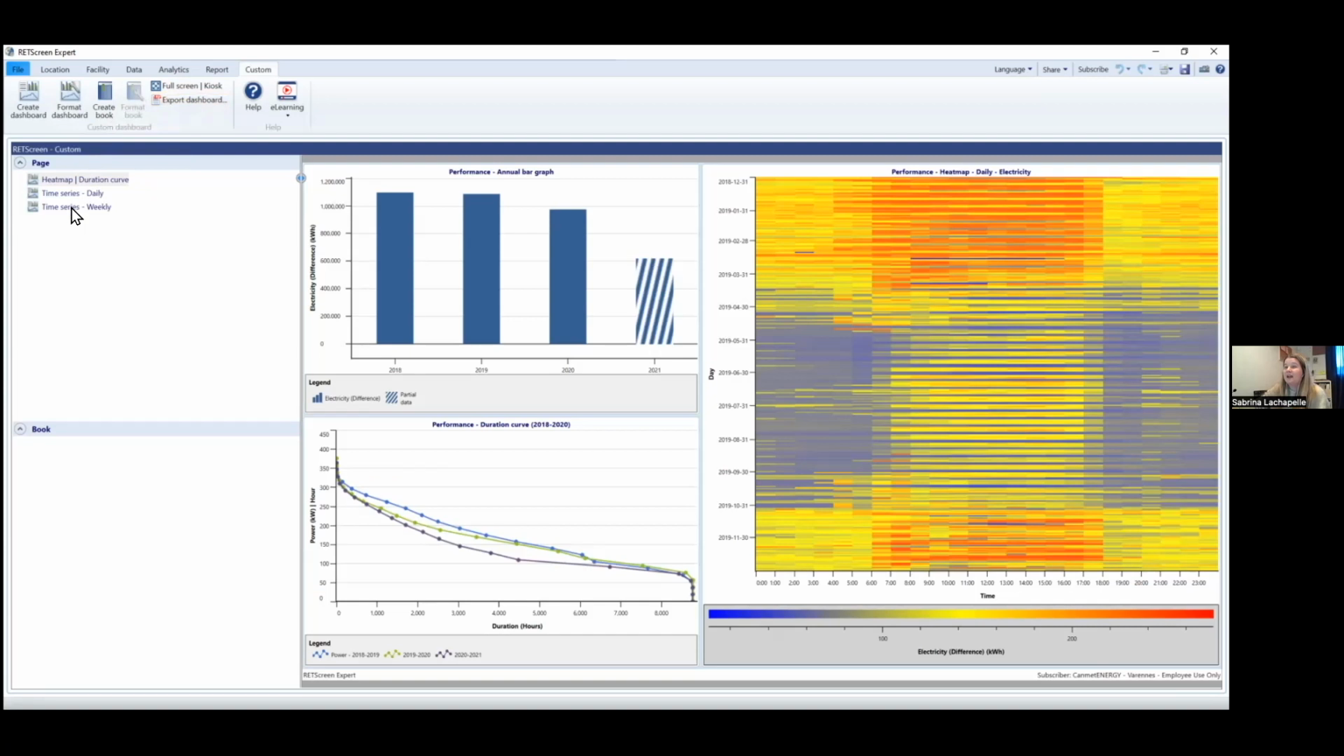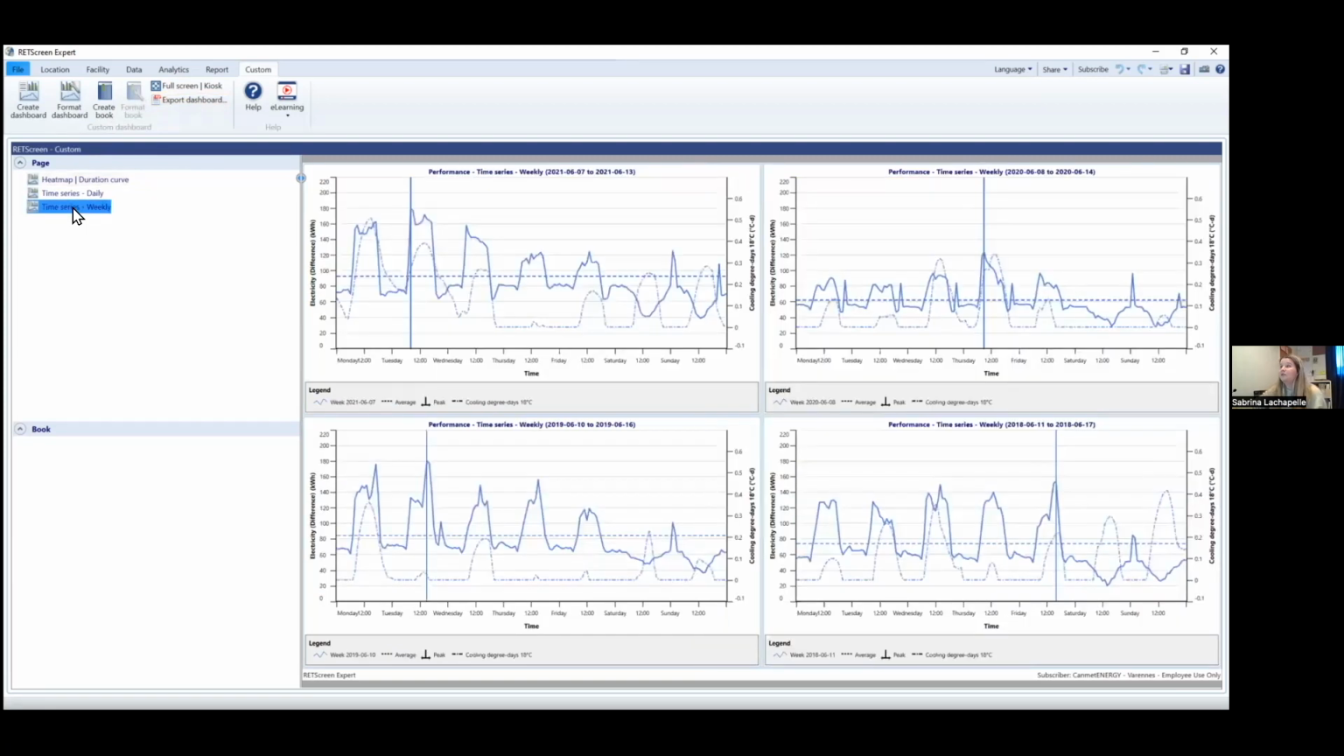So if I'm looking at this one, we can see that what we've decided to picture here is the electricity consumption for a week that would be the same for 4 different years. So you can see for these 4 years how the electricity consumption varies.